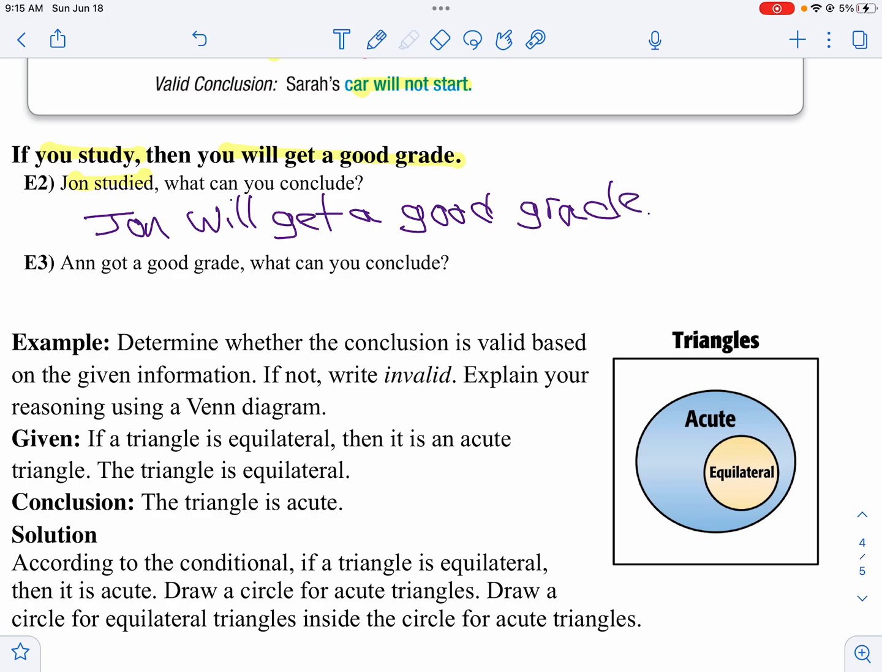Anne got a good grade. What conclusion can you make? Our conclusion is Anne got a good grade.